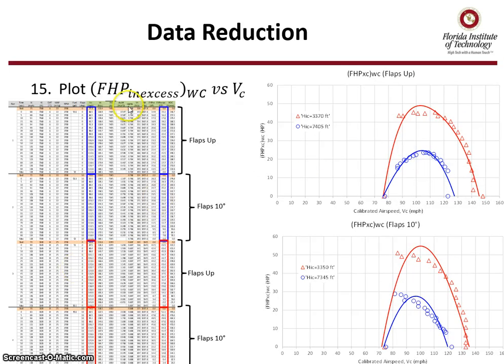And finally, we can plot our thrust horsepower in excess, weight corrected, versus calibrated airspeed, similar to the rate of climb plots, but in this case, the y-axis is thrust horsepower in excess and weight corrected. So looks similar. You again want to plot flaps up data, both sets of flaps up data at the altitudes, and then fair smooth curves through those data, and then generate a similar plot for flaps 10.